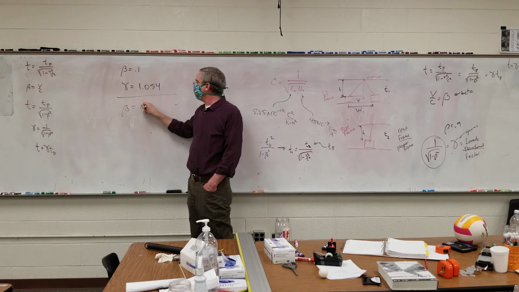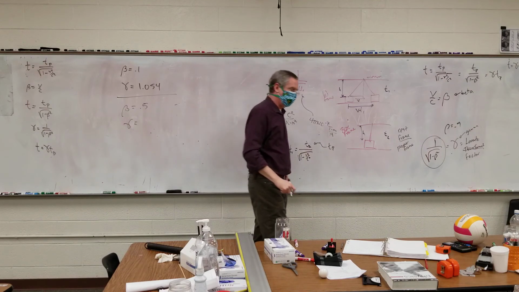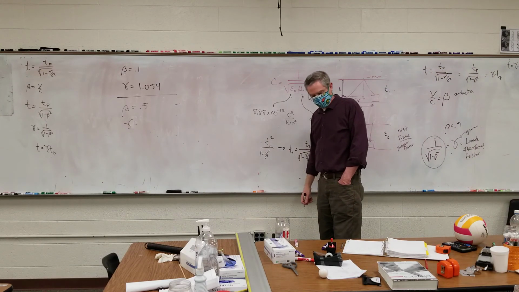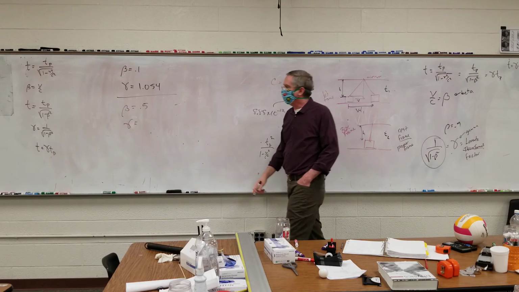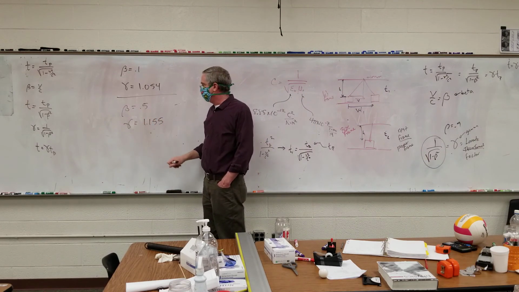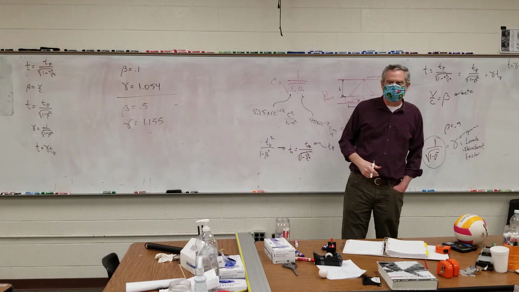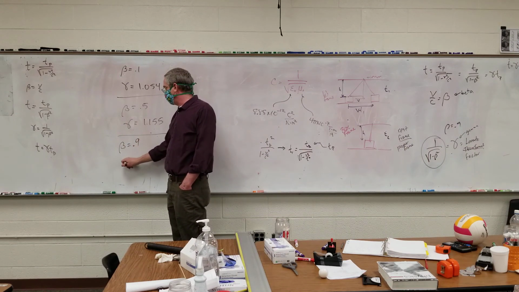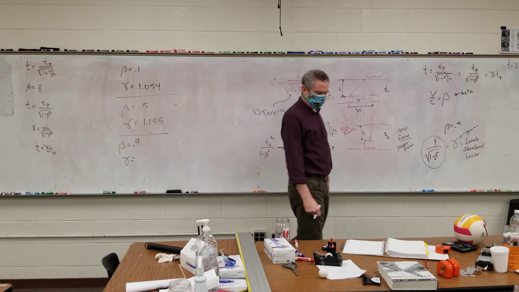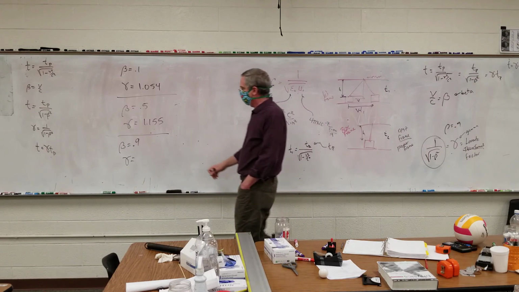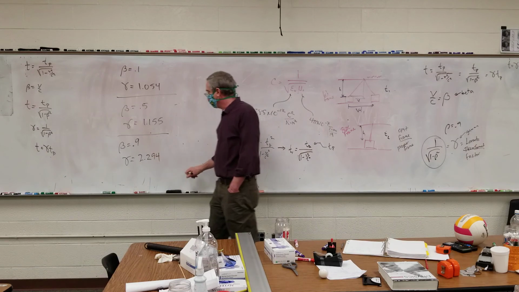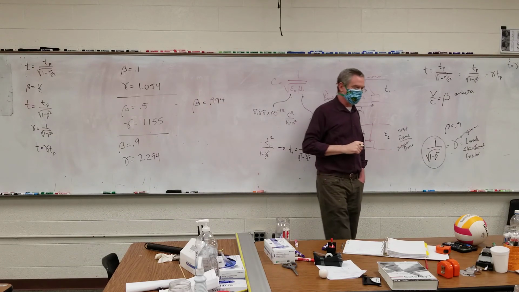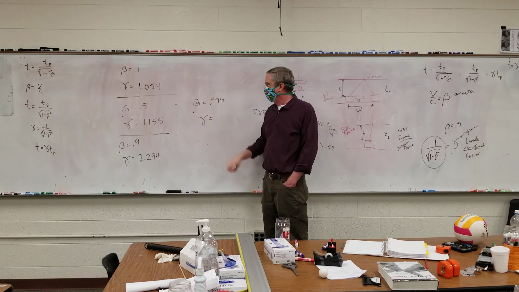If beta is 0.5, what is gamma? 1.155. So you're now 15% off, difference in time. You know, it starts to be somewhat noticeable. We'll do two more of these. If beta is 0.9, gamma is 2.294. And then beta is 0.994, that's something we'll be using in just a moment. Gamma is 9.142.